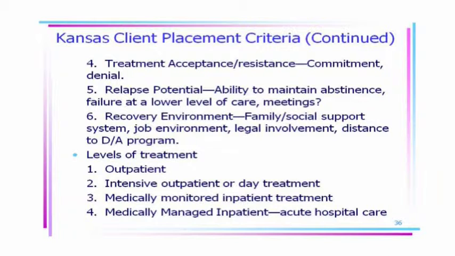And then we look at the relapse potential. Do they have the ability to maintain abstinence? Have they had a failure at a lower level of care? Have they been in treatment before? Did they complete treatment? Are they in any meetings right now? And then the recovery environment. We want to look at the family, the social support system, their job, their legal involvement, and do they have a way of coming to treatment? This all helps us to determine what level of treatment to put our clients in.